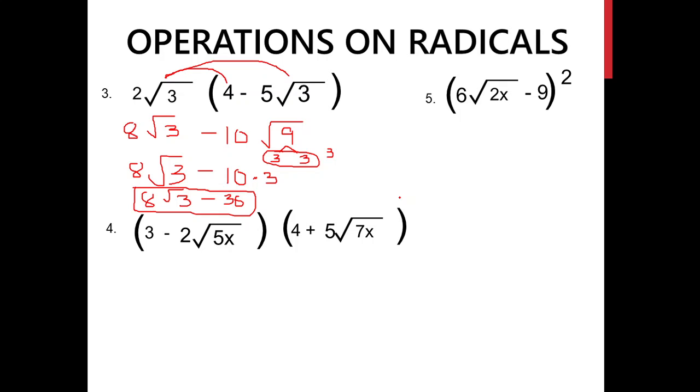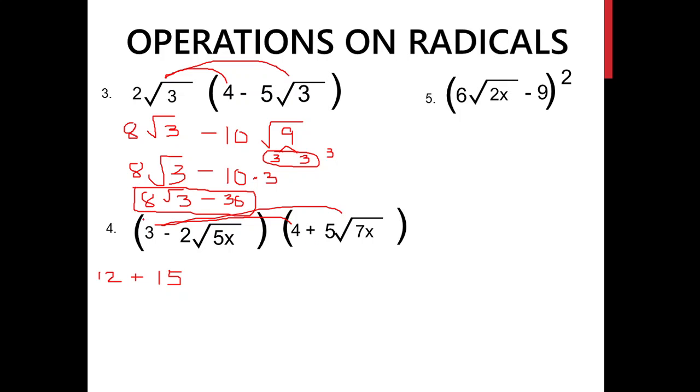Okay. Now our next example is a binomial multiplied by a binomial in algebraic terms. Again, use the FOIL method. This is the first term multiplied to the first term here. So that's 3 times 4 gives us 12. Next, 3 times 5 square root of 7x. That's 3 times 5, since that is positive, plus 3 times 5, that is 15.